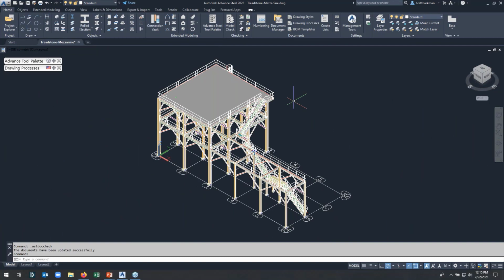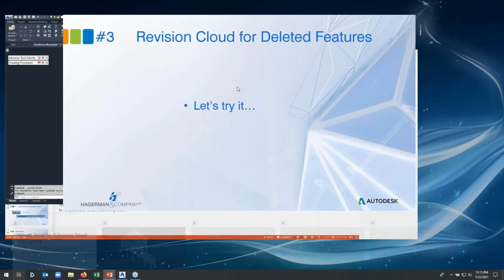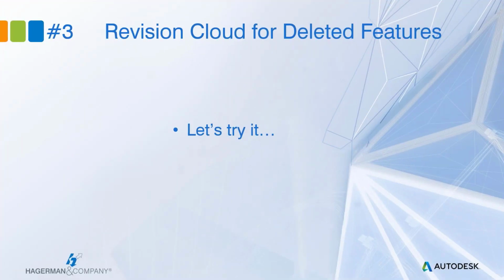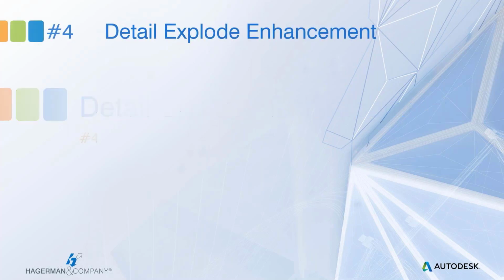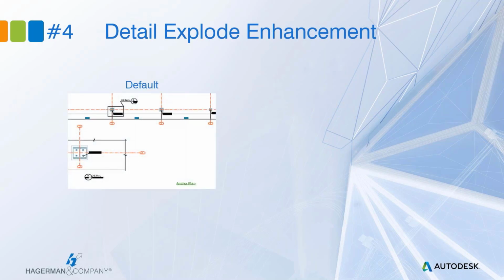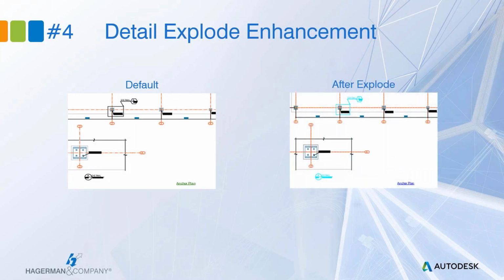All right, so that is the revision cloud enhancement. On to the next one. Detail explode. As I said before, we've been able to explode drawings. However, a few more choices for what to explode have been added. In this example, the callout symbols and the view title have been changed after the drawing was exploded.